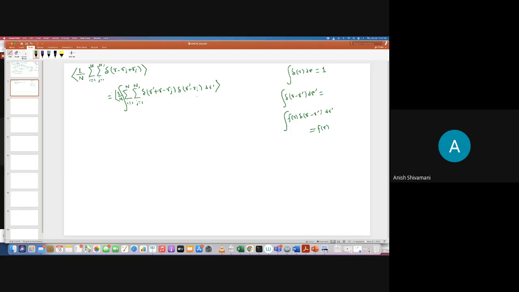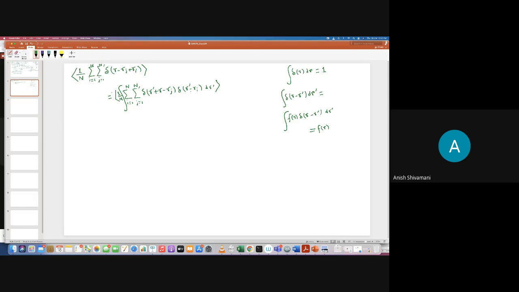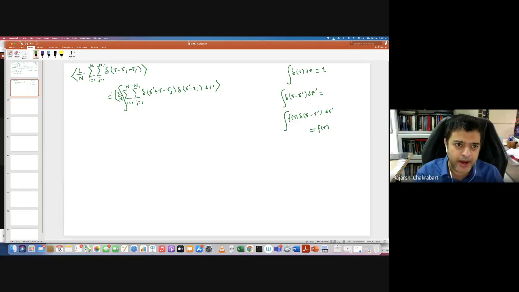Can you see that? Can you see that you can do it? How many of you can see that? If I integrate over dr prime, what will happen? Wherever I have dr prime, that will be replaced by ri, isn't it? So this product I can write as a function.